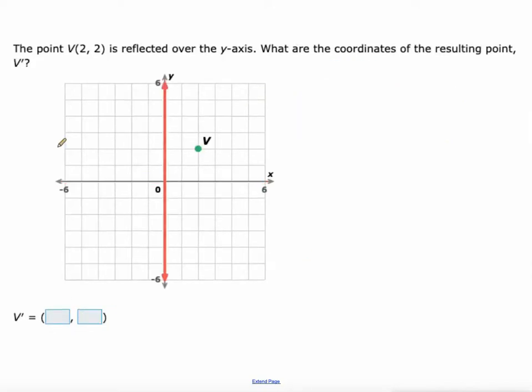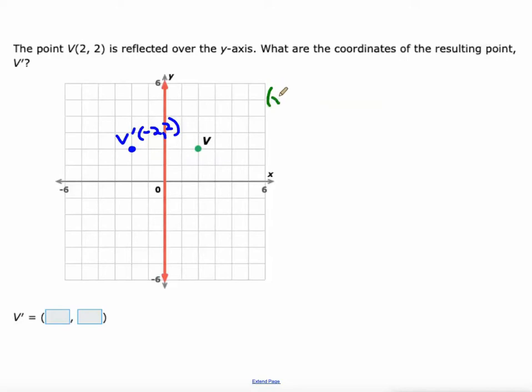All right, now let's illustrate what happens when we reflect over the y-axis. So V here is 2 to the right. Now it's going to be 2 to the left. And its point is at -2, +2. It used to be at +2, -2.